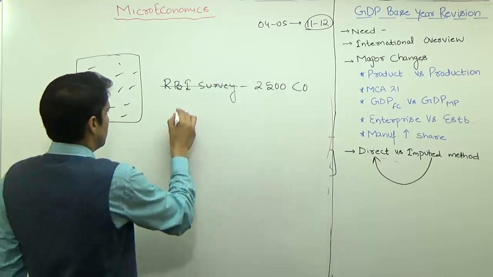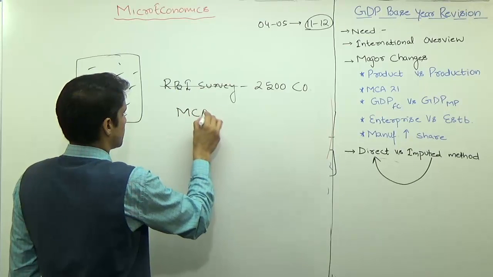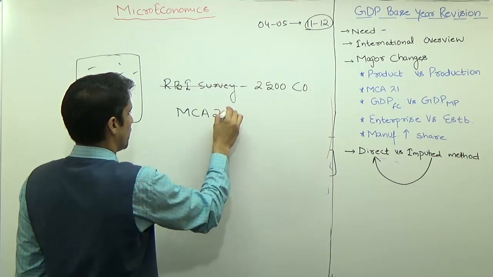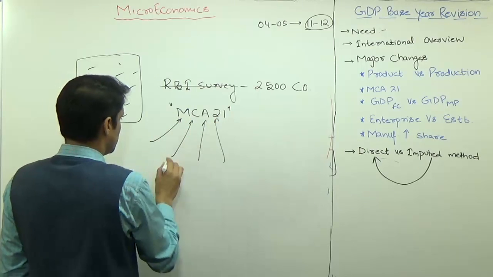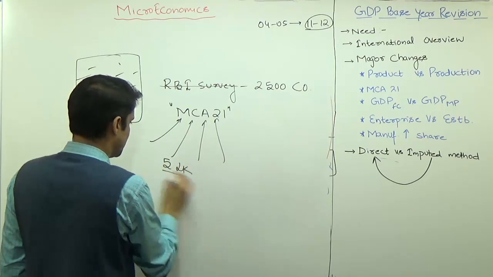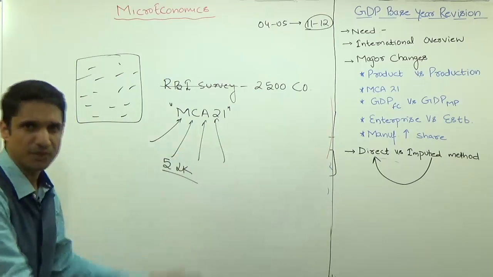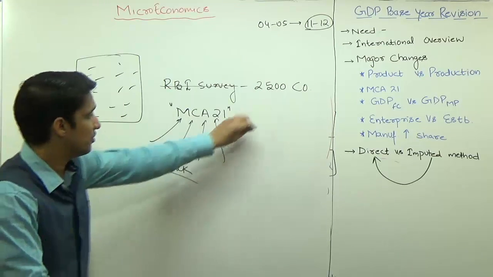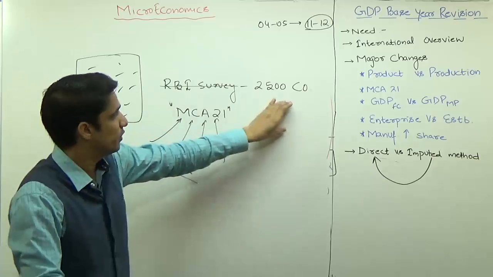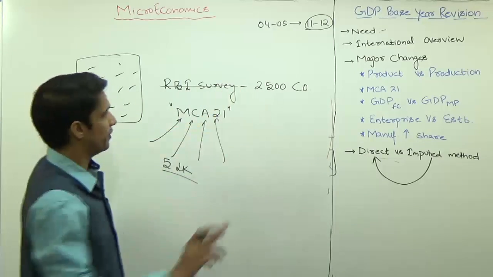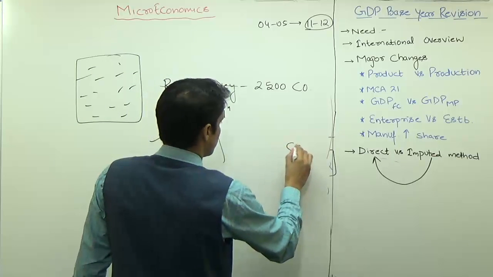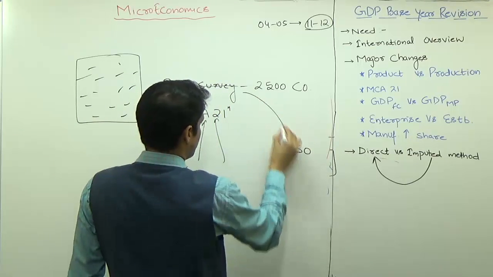We have the Ministry of Corporate Affairs 21st Century program, under which more than 5 lakh companies are paying their income tax online. So we have a very good database which is with the Ministry of Corporate Affairs. So now the source of information, the CSO was dependent earlier on the RBI survey.